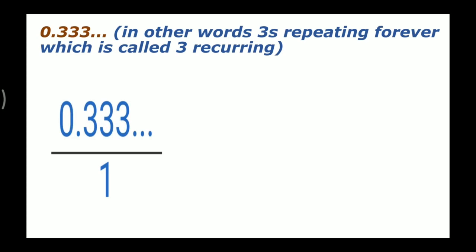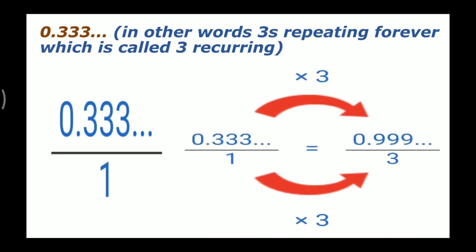So your second step is multiply. But can you count the number of digits after the decimal point? No, it's not possible, right? So we'll look at the problem in a different way. Let's multiply this with 3 so that you get 0.999 repeating forever divided by 3.